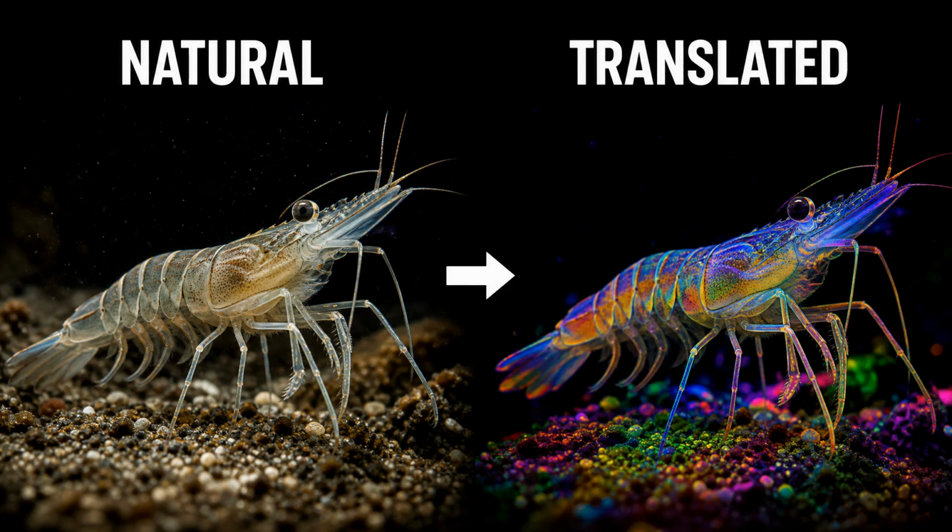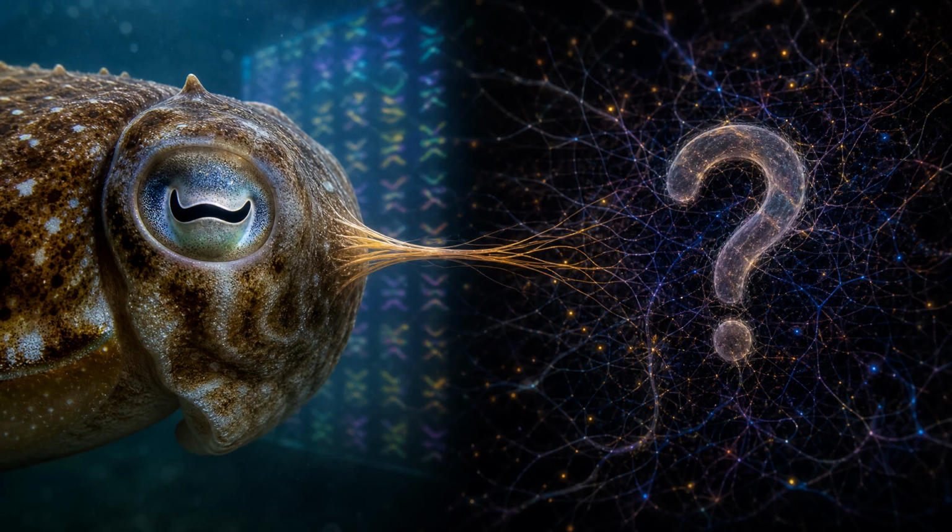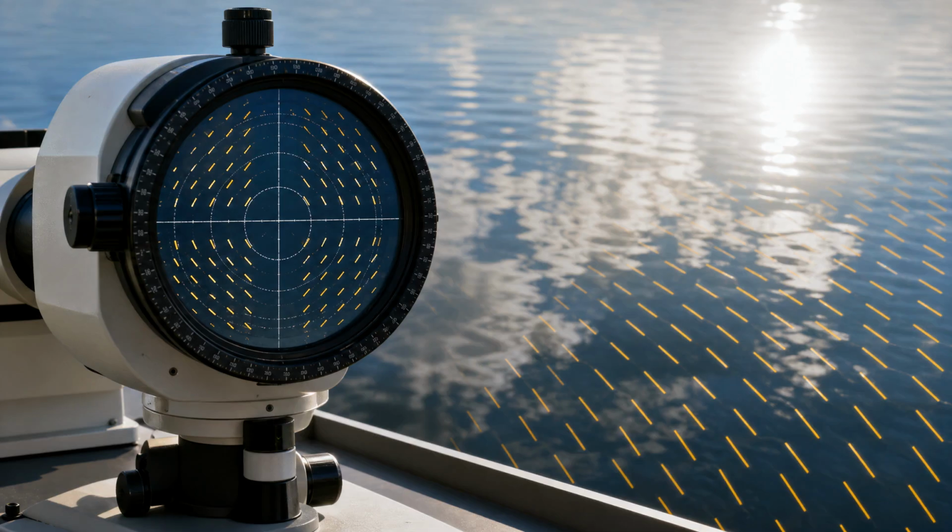This also means that false color polarization images are translations, not literal reconstructions of what an animal experiences. Scientists assign visible colors to polarization angles so that human viewers can see the differences. The animal's brain may represent those differences in a completely different way, but the information itself is real.